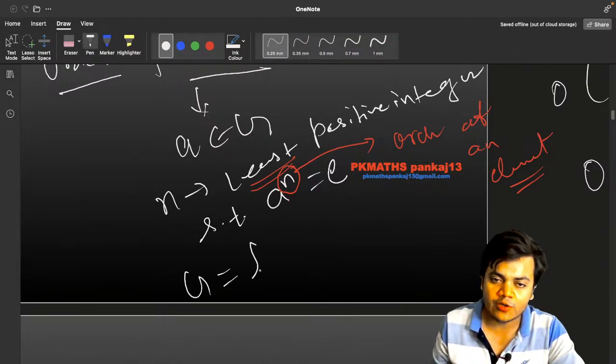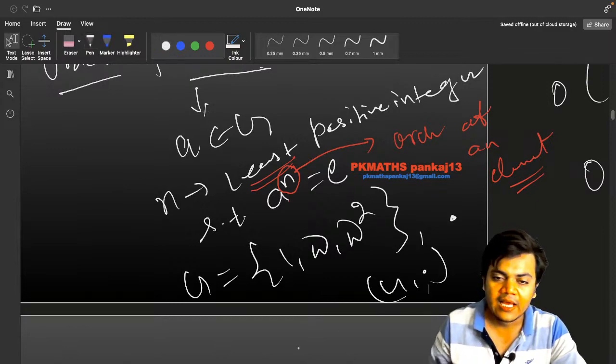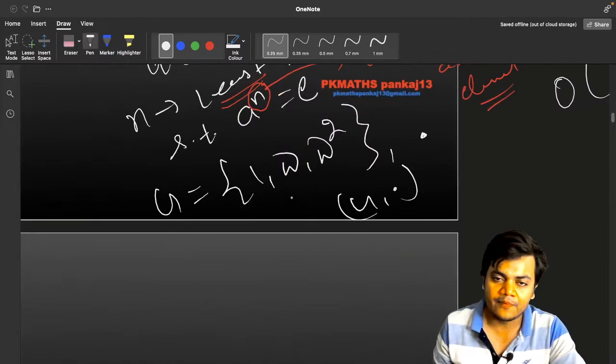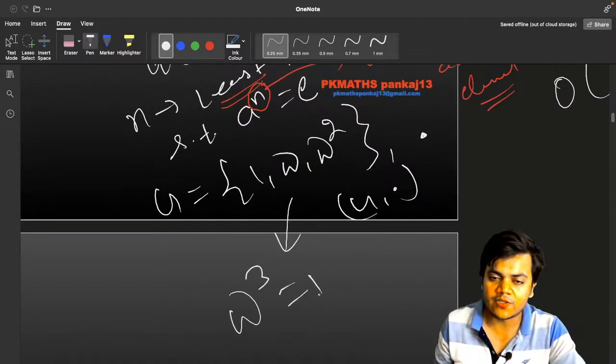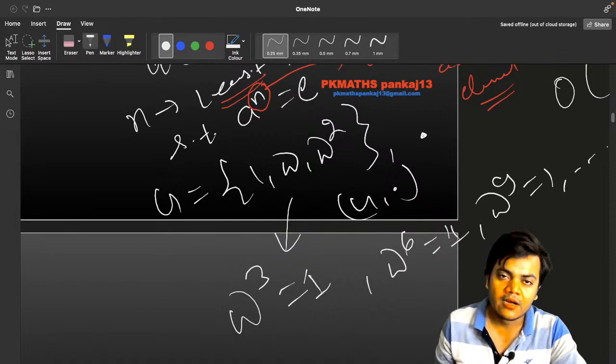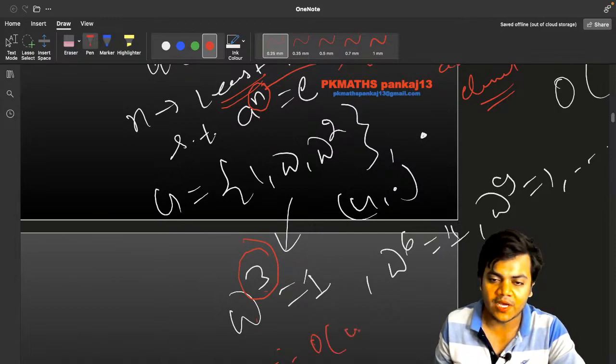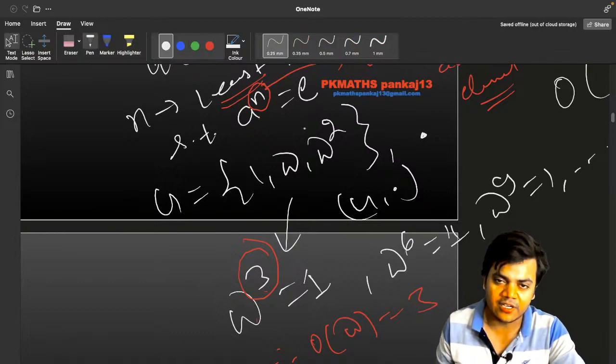For example, with respect to multiplication, if we take the cube roots of unity with multiplication, then in this case you can see omega cube is equal to 1, but actually omega to the power 6 is equal to 1, omega to the power 9 is equal to 1, all these are there, but the least positive integer is 3 so that omega to the power 3 is 1, therefore the order of omega is certainly 3. Because we just look for the least positive integer.